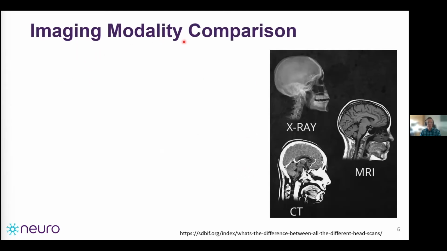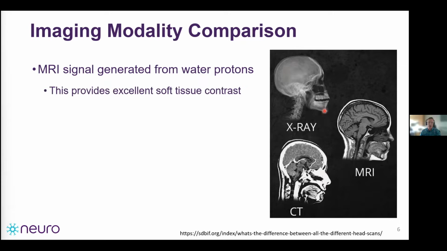So a quick imaging modality comparison. If you break your arm, you might go for an X-ray, maybe CT with some head trauma, or our favorite in our lab is MRI. MRI provides superior soft tissue contrast because the signal we're getting is actually coming from the water protons, at least in the imaging that we're doing. And this is in comparison to X-ray, where the contrast you're getting is the attenuation of X-rays, as well as CT. So we can see we get superior soft tissue contrast here.